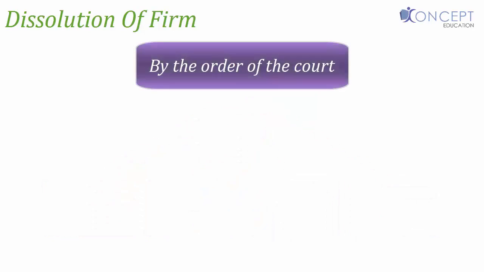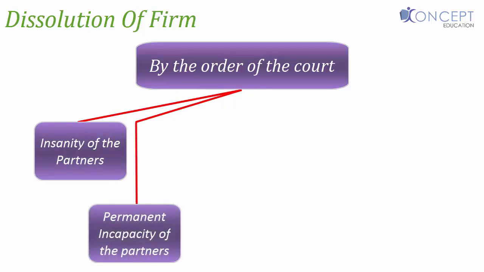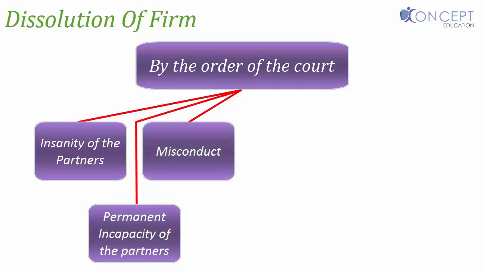Now let's look at a few cases where the court would dissolve the firm by order. For this to happen, a suit has to be filed by a partner. Well, insanity of a partner, the court can dissolve the firm. Permanent incapacity of a partner, the court can dissolve. Misconduct by some partners, the court can dissolve.